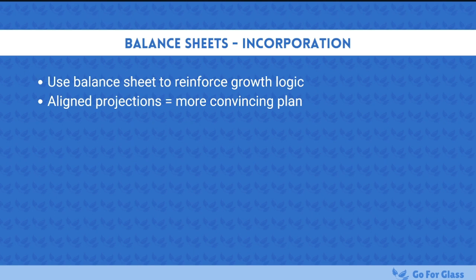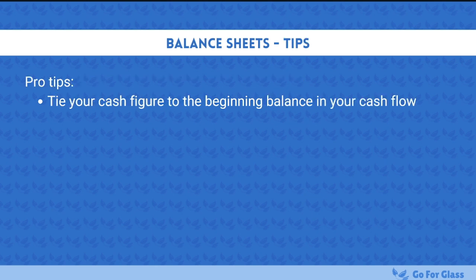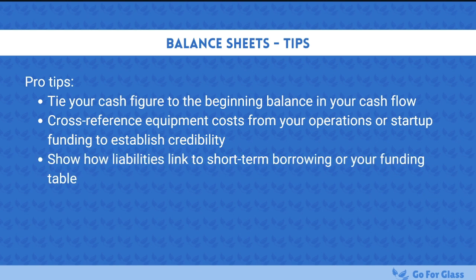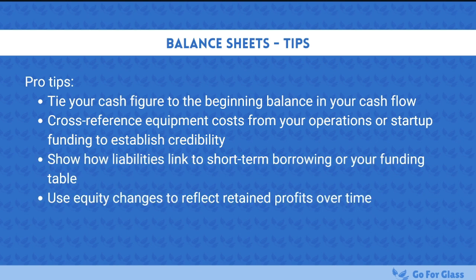To wrap up balance sheets, here are some rapid-fire pro tips. Tie your cash figure to a beginning balance in your cash flow. Cross-reference equipment costs from your operations or startup funding to establish credibility. Show how liabilities link to short-term borrowing or your funding table. And use equity changes to reflect retained profits over time.